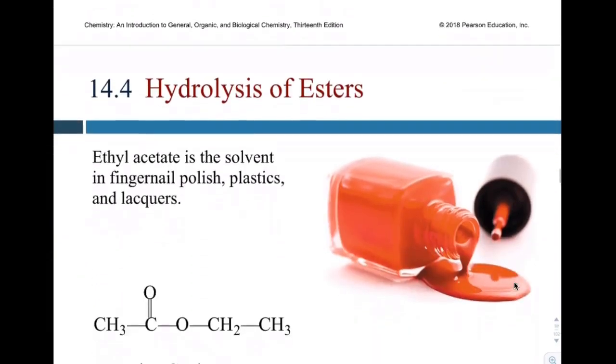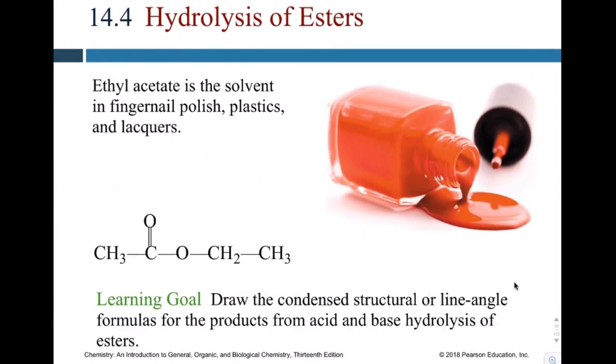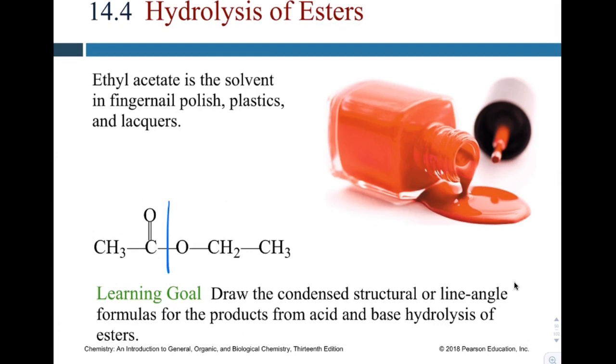Nothing new. So ethyl acetate, or ethyl ethanoate, is the solvent we use in fingernail polish, in some plastics and lacquers. Okay, we can make sure we can identify here. This is where we get our ethanol, and this is where we get our acetic acid, right? Or ethanoic acid, right? 1, 2, 1, 2.